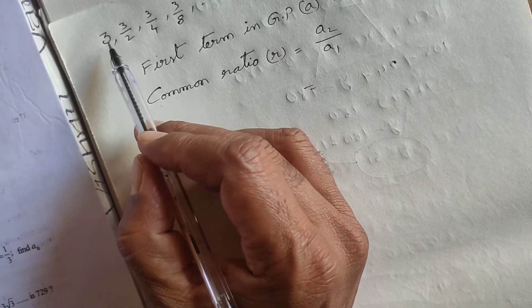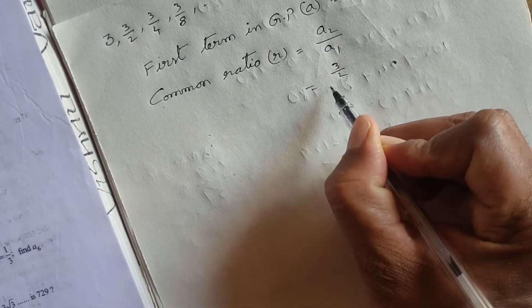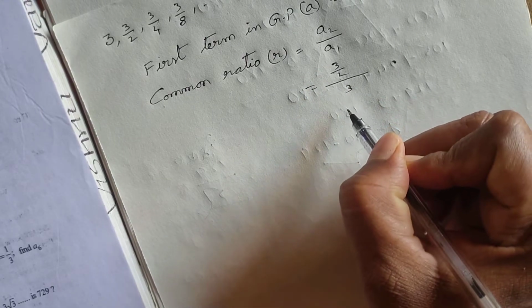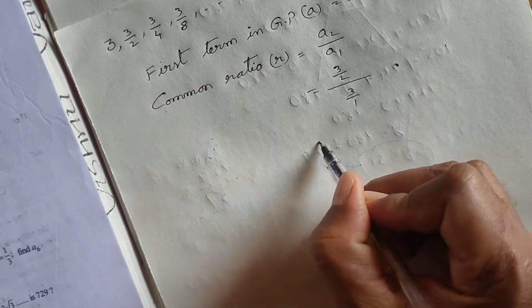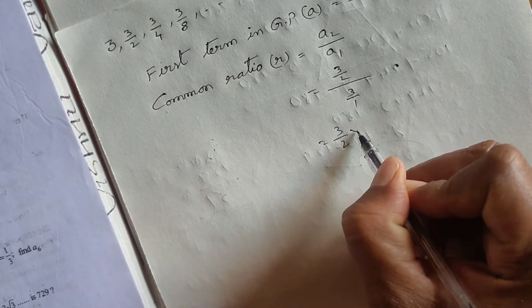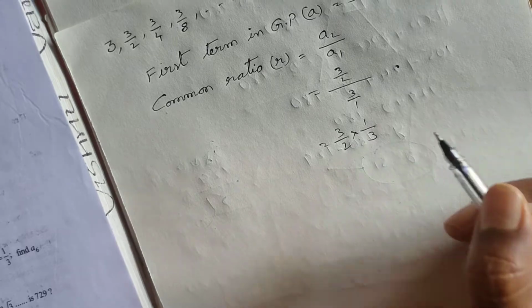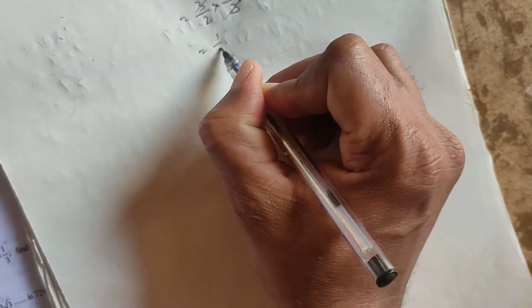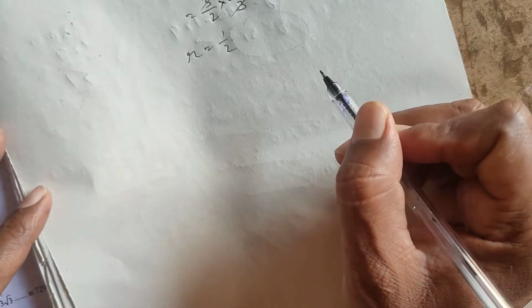So if you see, the first term is 3, the second term is 3 by 2. In place of a2 you write 3 by 2, divided by a1, which is 3. So 3 is equal to 3 by 1, which you already know. The numerator is 3 by 2 as it is, and the denominator is 3 by 1. If it is going to the numerator, I have to take the reciprocal of that. So 3 by 1 becomes 1 by 3. Now you can cancel 3 and 3. The remaining number is 1 by 2. So we got the common ratio of this progression as 1 by 2.